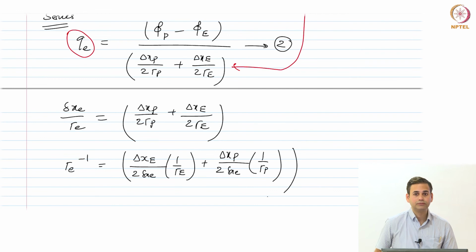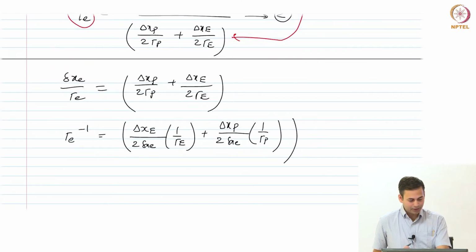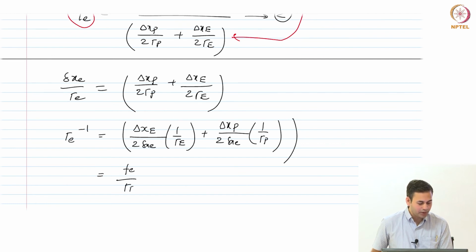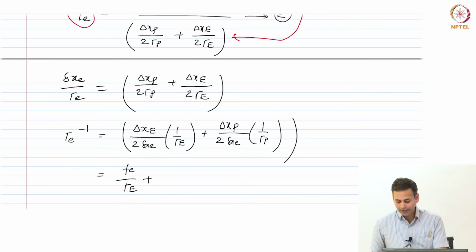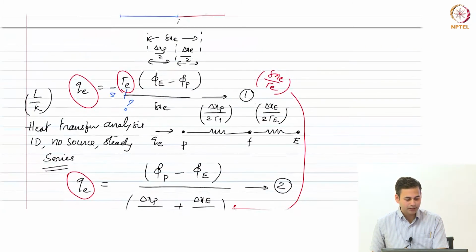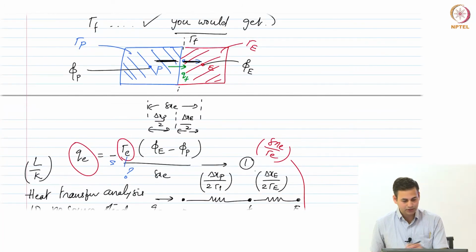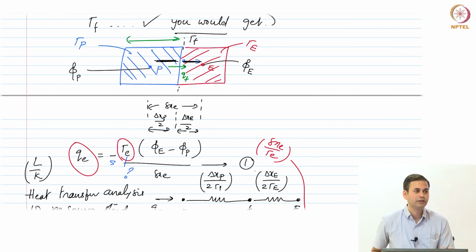Is this okay? I just brought delta XE on the right hand side to the denominator. Now what is delta XE by 2 delta XE? We have defined this as FE, right, this is FE upon gamma east plus delta XP. Can I write delta XP? So delta XP is what? Delta XP is this distance. And delta XE is this distance, right.